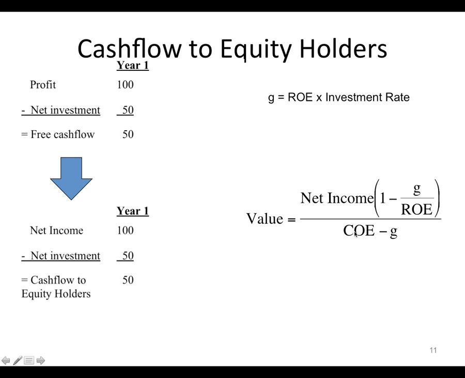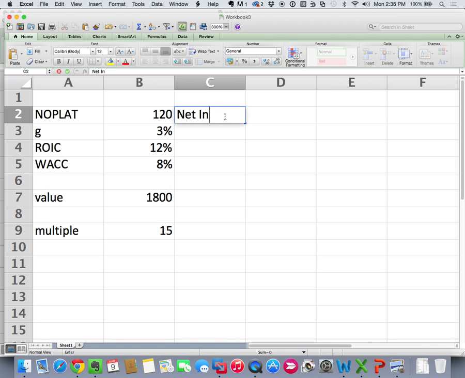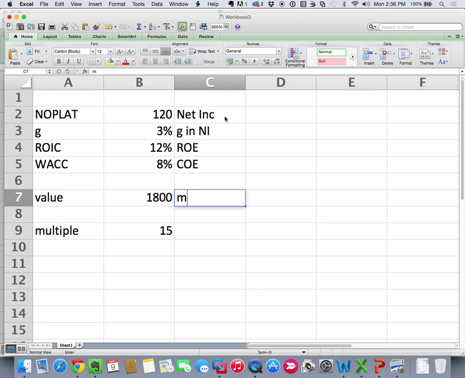And the cost of capital, the WACC, is the risk of the debt and equity. If I just care about the equity cash flows, it's just the cost of those equity cash flows, cost of equity. So I can use the exact same key value driver equation to get a price to earnings multiple by making these substitutions. NOPLAT becomes net income, growth becomes growth in net income, return on invested capital becomes return on equity, and WACC becomes cost of equity, and value becomes market cap, right?